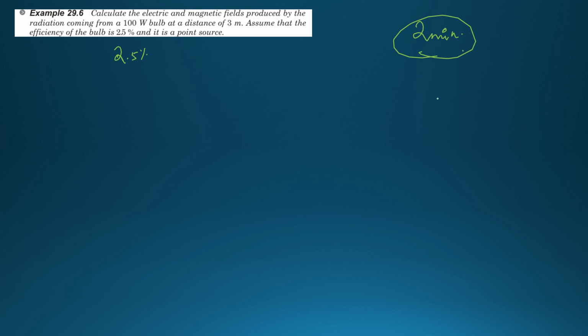Calculate the electric and magnetic field produced by radiation coming from a 100-watt bulb at a distance of 3 meter. Assume that the efficiency of the bulb is 2.5% and it is a point source. Think a bit.